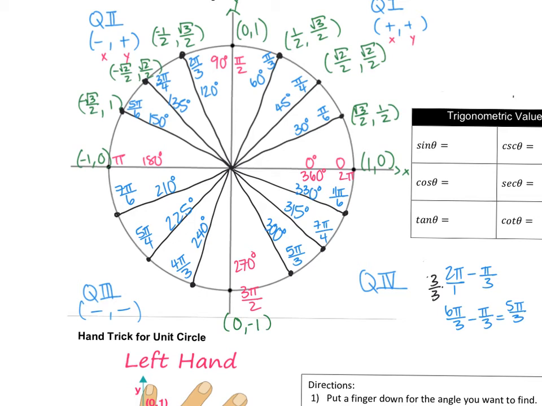So for these coordinates here, we're going to look at what the coordinates associate to. So this is 7 pi over 6, which relates to pi over 6.